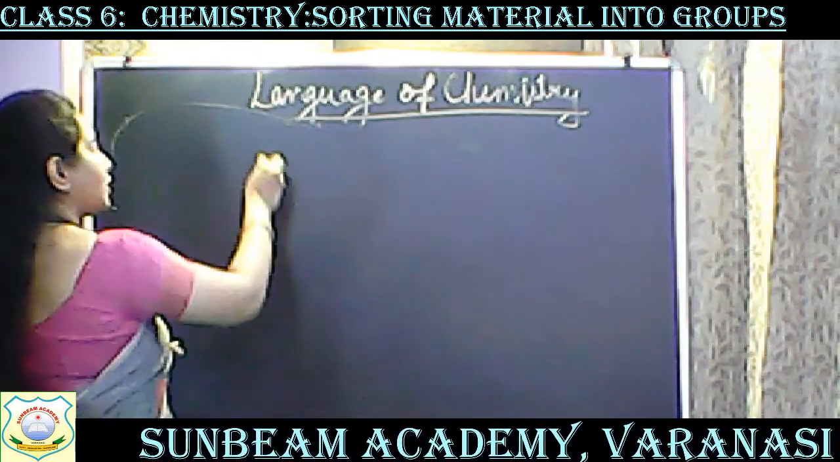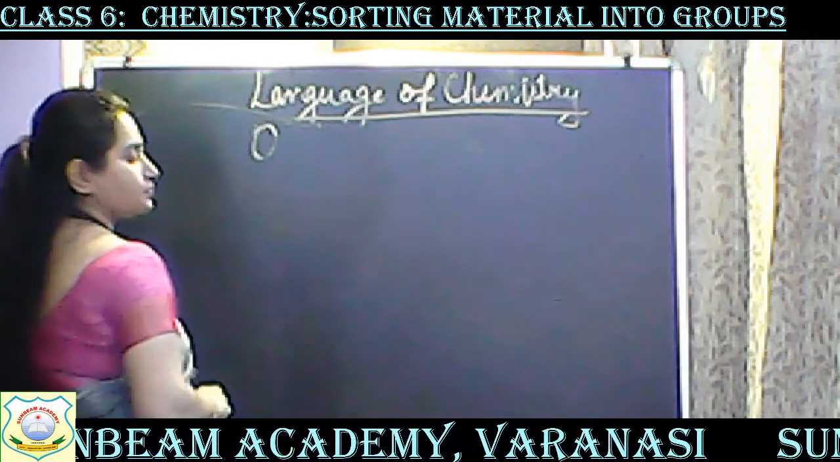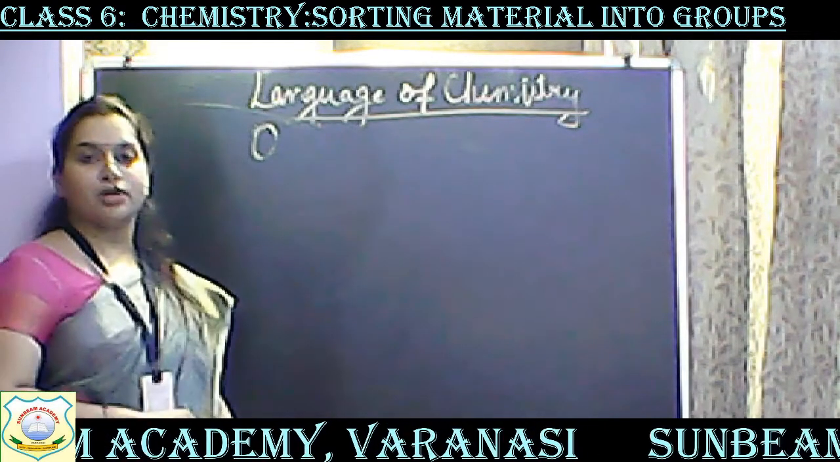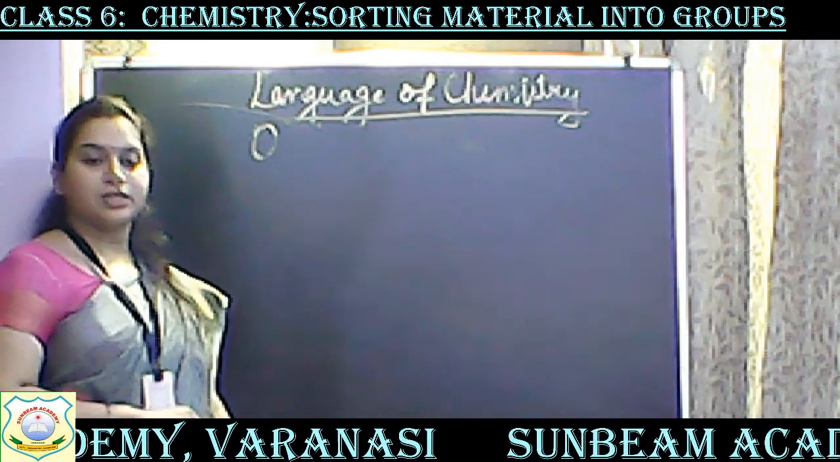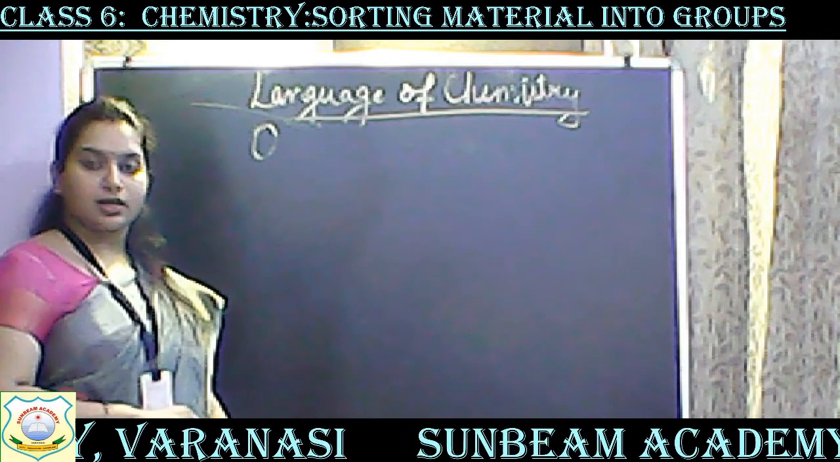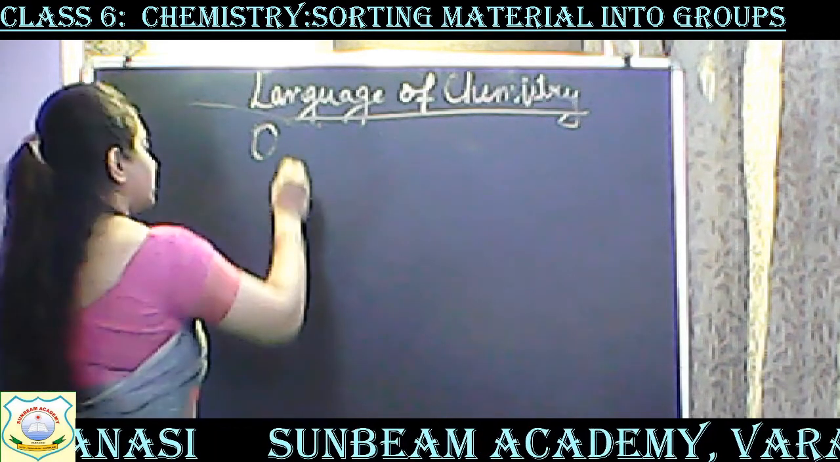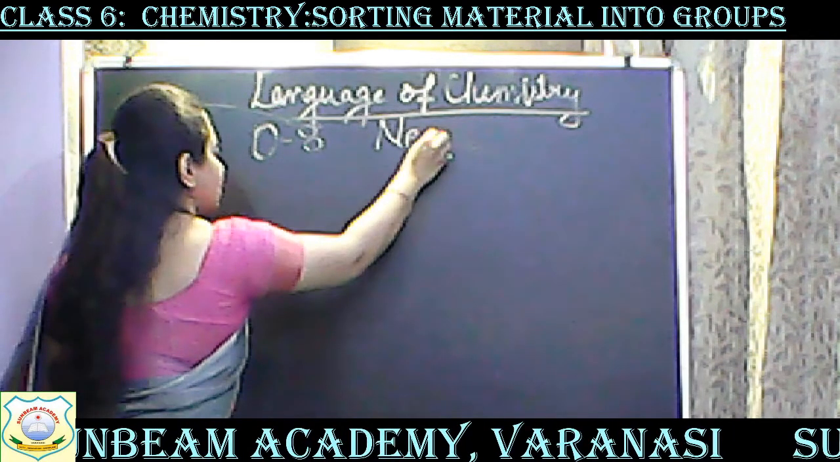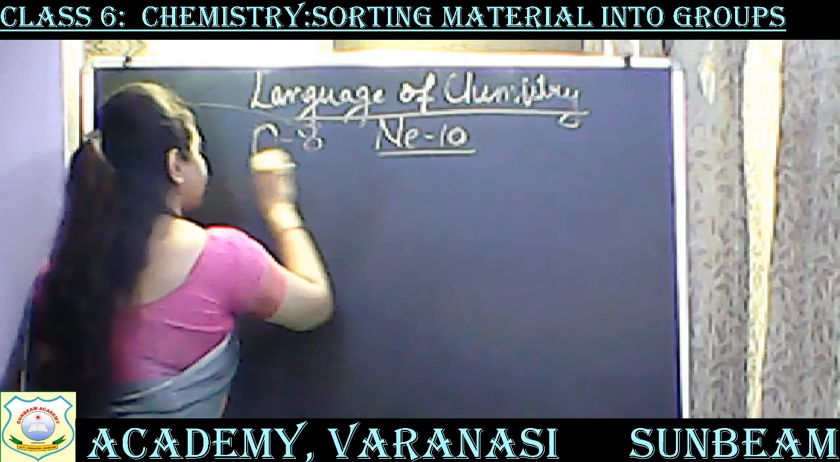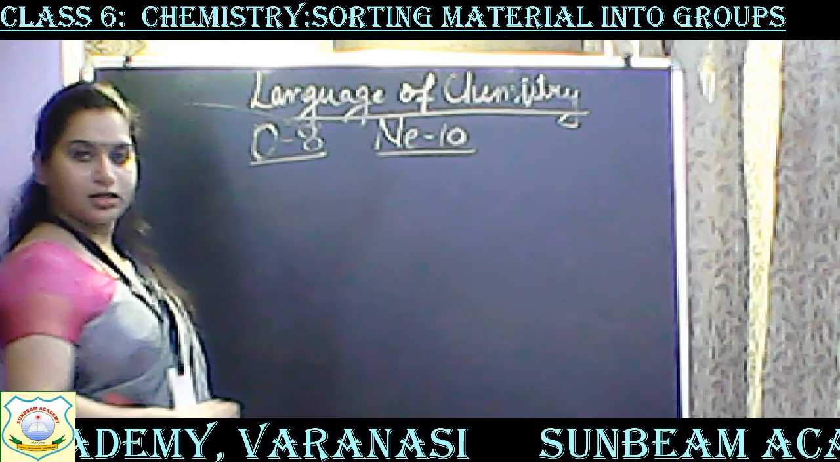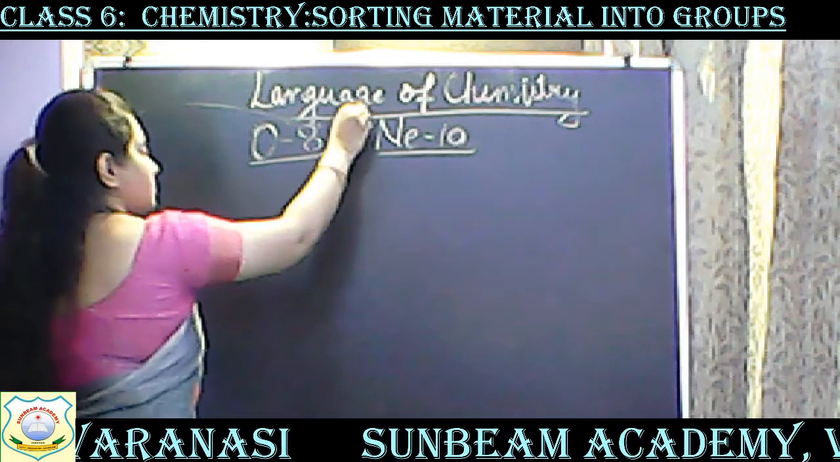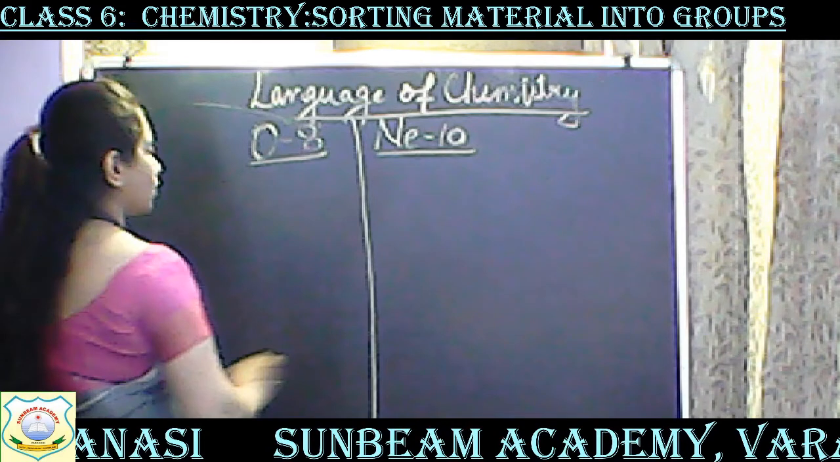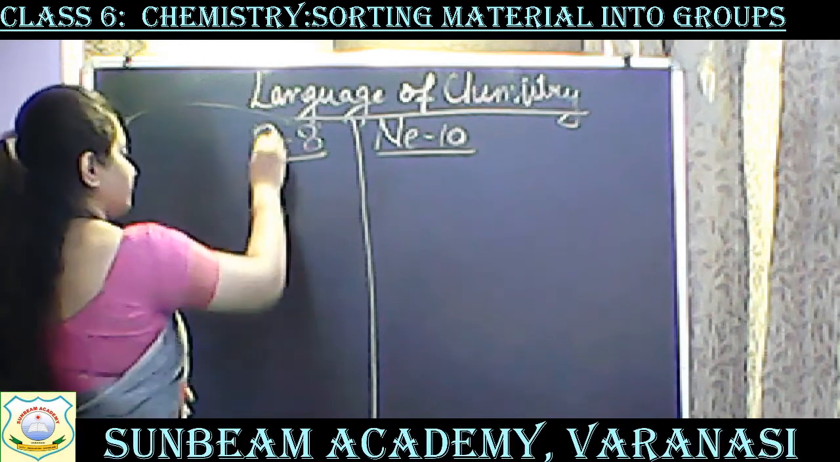Children, what is the atomic number of oxygen? It is 8. Okay? And what is the atomic number of neon? It is 10, isn't it? Alright. So let's make the structure of oxygen and neon, Ne.